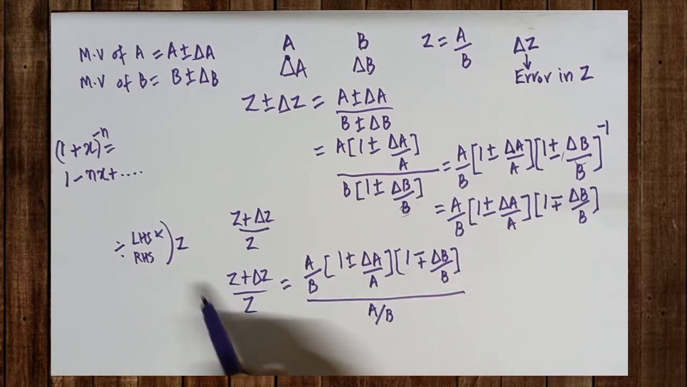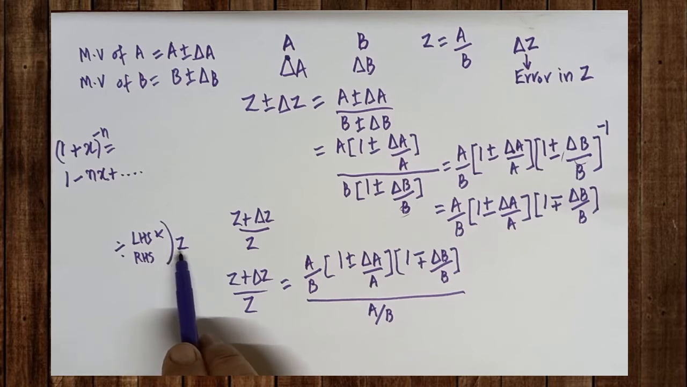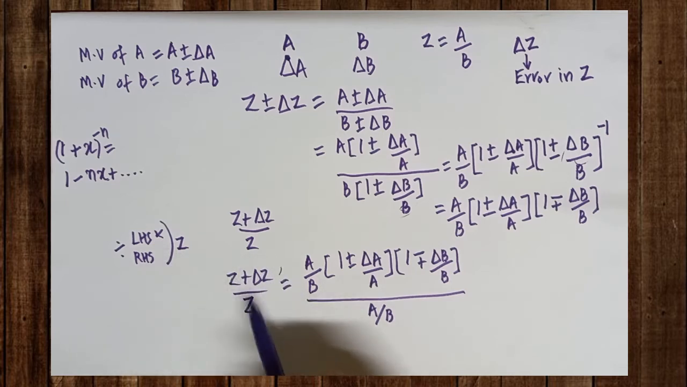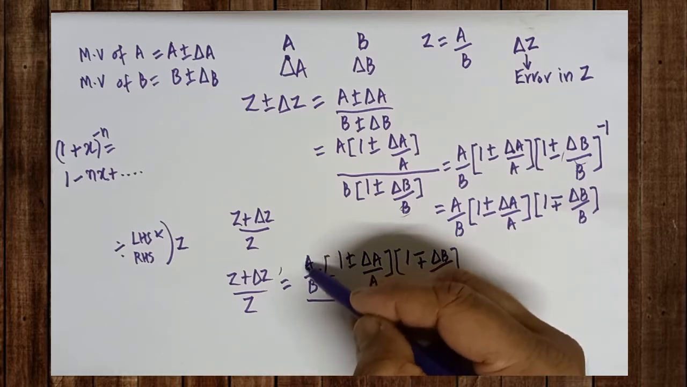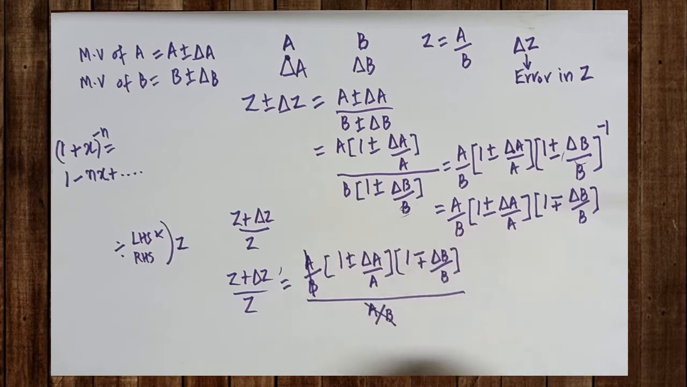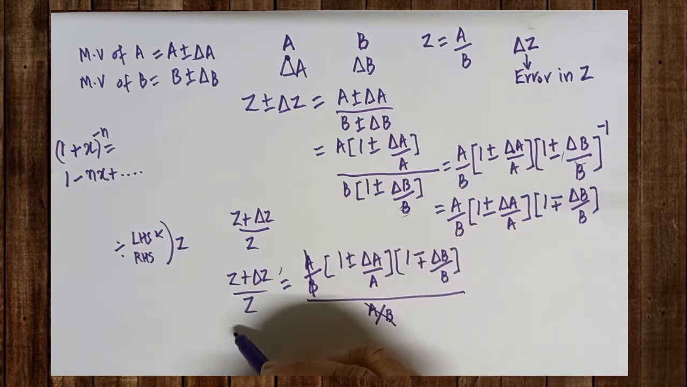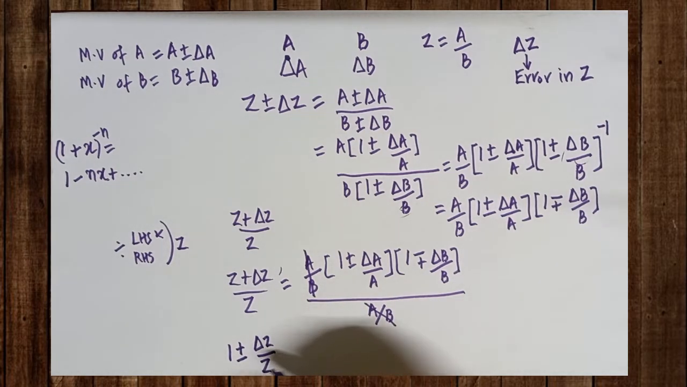On either side, you are asked to divide by the factor Z. Here this factor is divided by Z, and this entire factor is also divided by Z. Instead of Z, I have written a by b. This a by b and this a by b can be cancelled. How can this portion be written? Z divided by Z is 1. So that factor becomes 1 plus or minus del Z divided by Z.